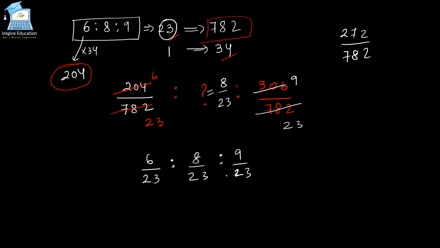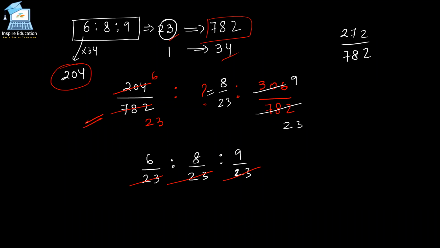So 23 is common, so we can cut it off. So 6 by 34, not 23. No, sir, this is not. 23 is correct. This is 6 by 23. Okay.